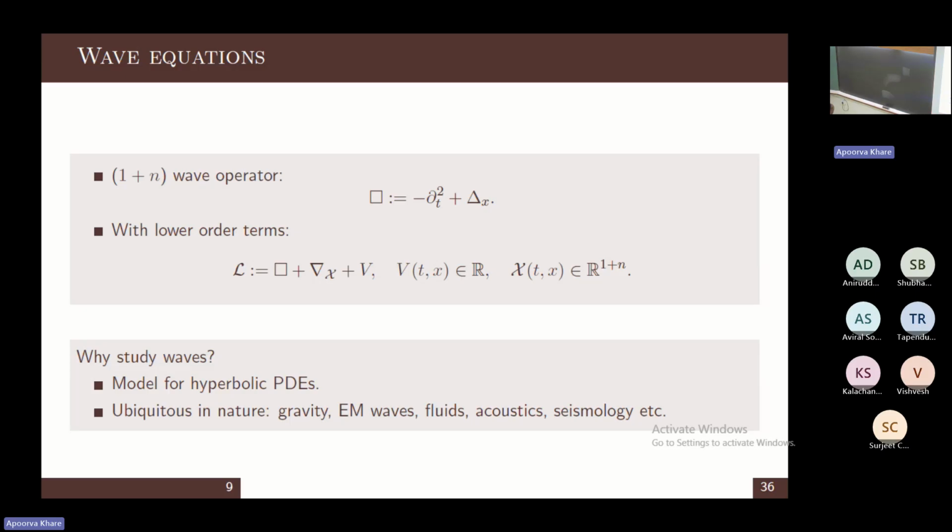And why are we interested in studying waves? It's because wave equations are kind of the first hyperbolic PDE that you study, and they basically serve as a model for other hyperbolic PDEs as well. So any result that you obtain for waves is going to be mostly useful for studying other hyperbolic PDEs. And next point is that everywhere around us, you are going to encounter waves. Even the way that I'm talking to you and my sound waves are being transferred to you, that's also done by wave equation. So it's really useful if you are more interested in applications as well.